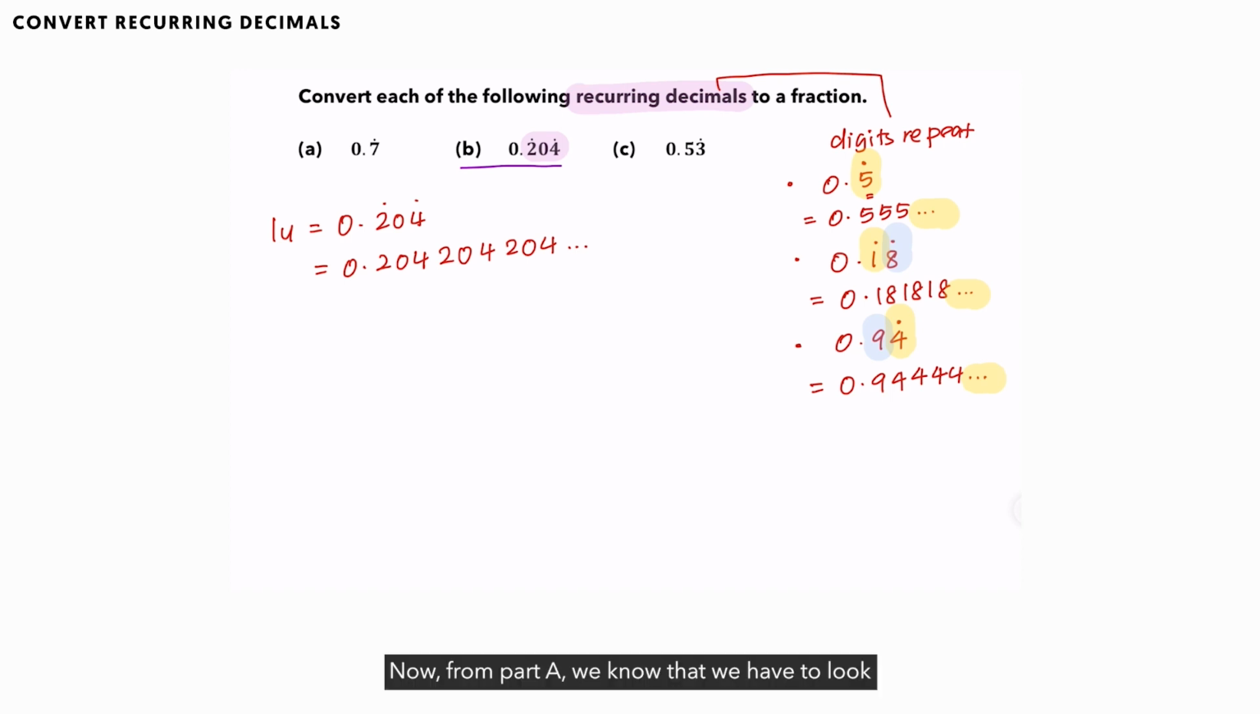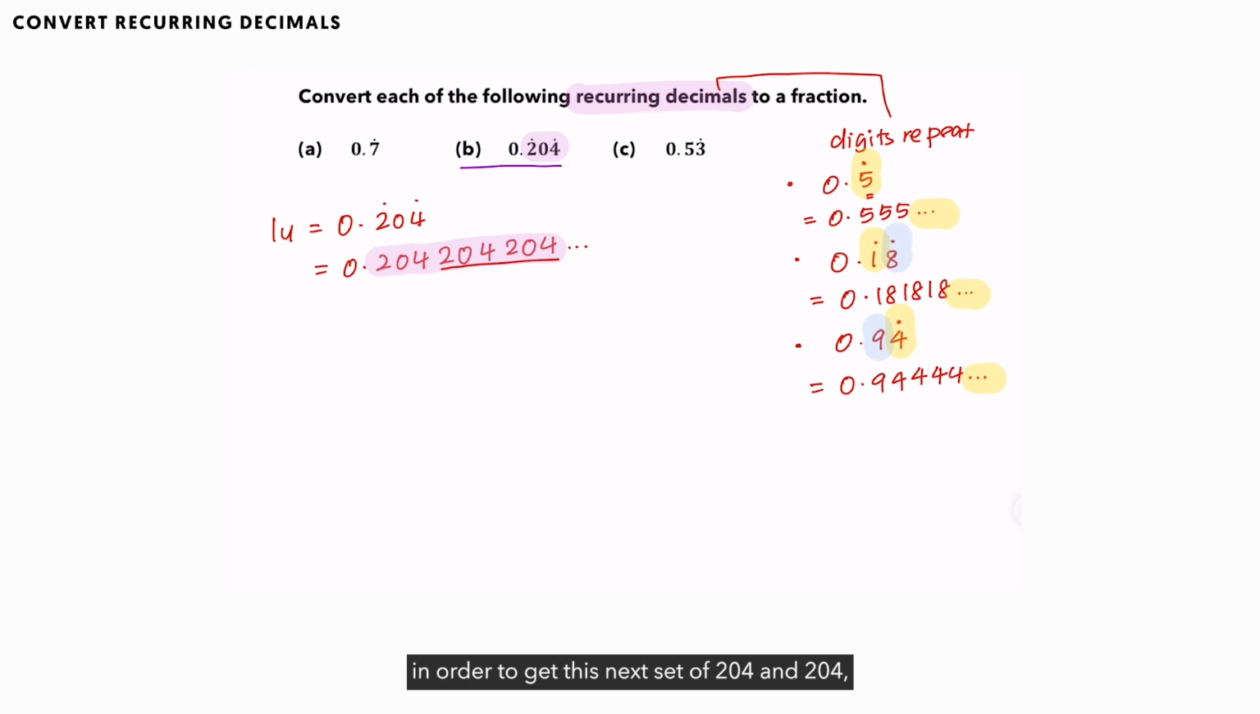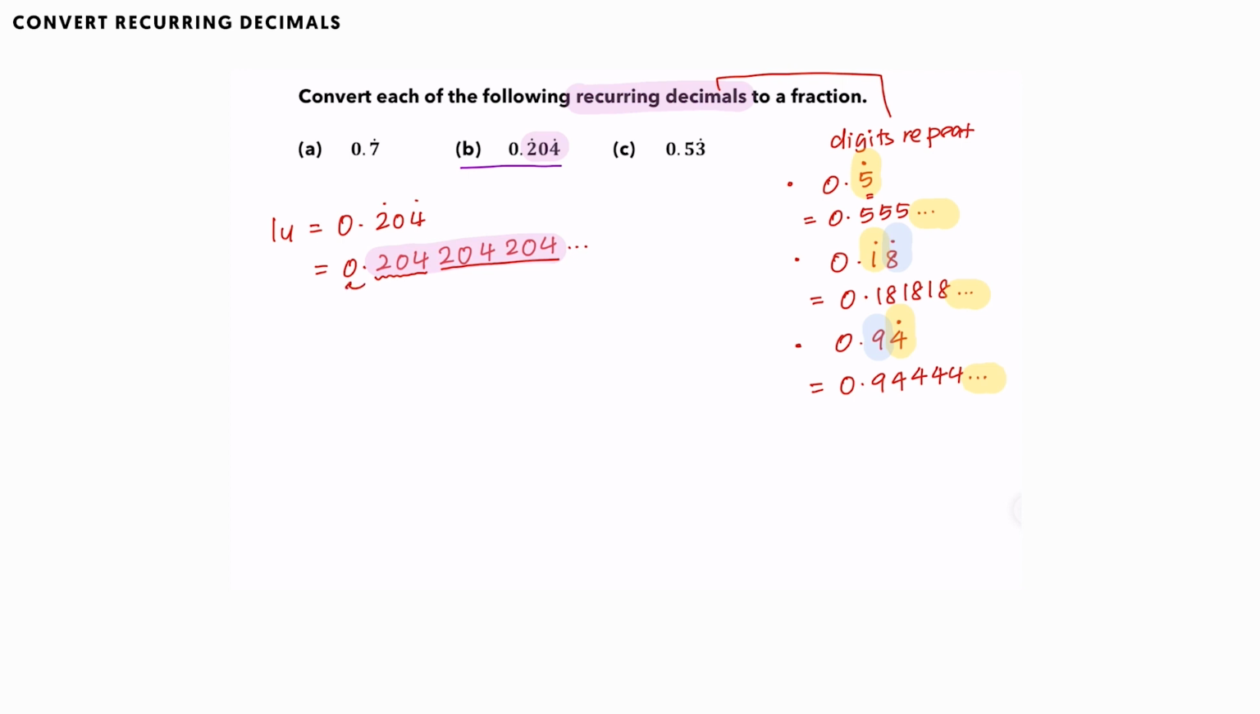Now, from part A, we know that we have to look for another decimal where it also ends with the 204, 204, 204. Now, how are we going to do that? If you observe carefully, in order to get this next set of 204 and 204, I have to make the 204 over here appear in front. Now, how do I do that? That is only possible if I multiply 1 unit by 1,000.